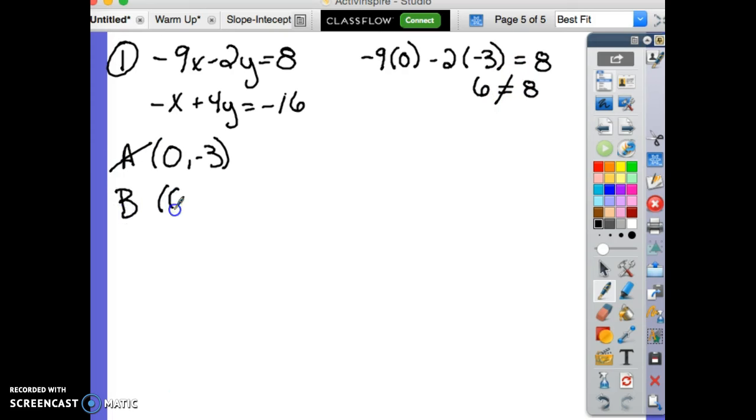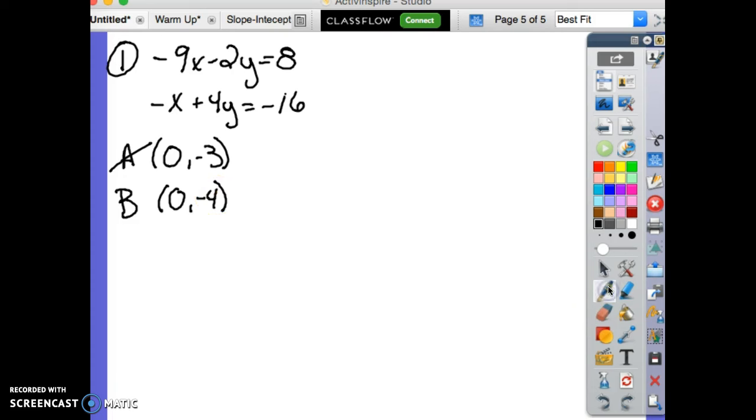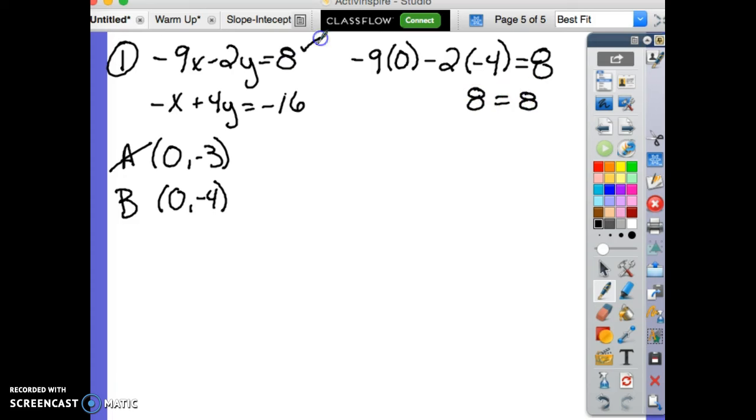So B, 0, negative 4. Doing what we just did, but now we're going to do negative 4 instead of negative 3. Okay. So negative 9 times 0, because that's the x, minus 2 times negative 4, because that's the y, equals positive 8. Again, that's 0. That cancels. That's nice. Negative 2 times negative 4, that's 8. So 8 does equal 8, so this equation worked.